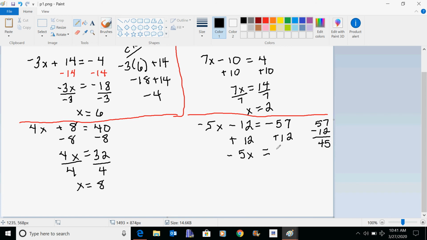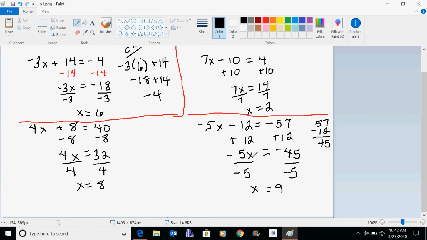So we get negative 45. Then divide by negative 5. Again, everything has to happen on both sides of the equal sign in order for that to work. So x equals 9 on this one.